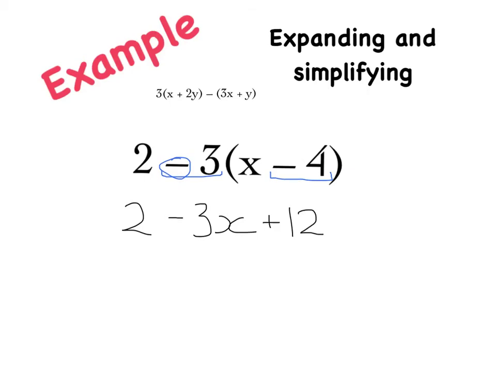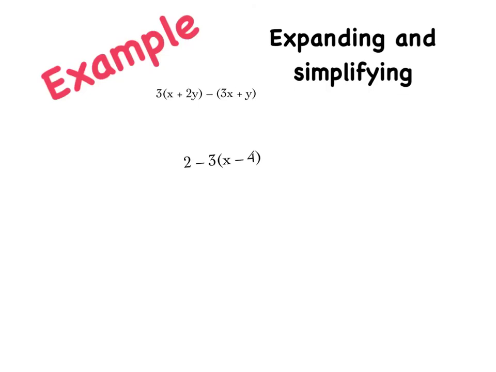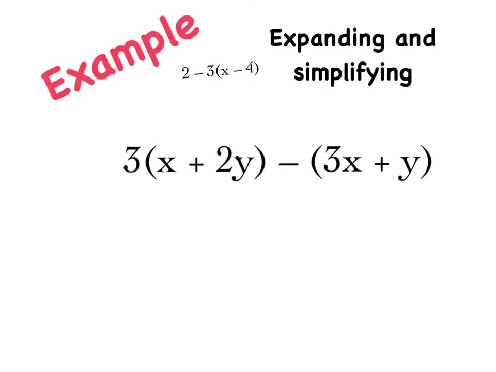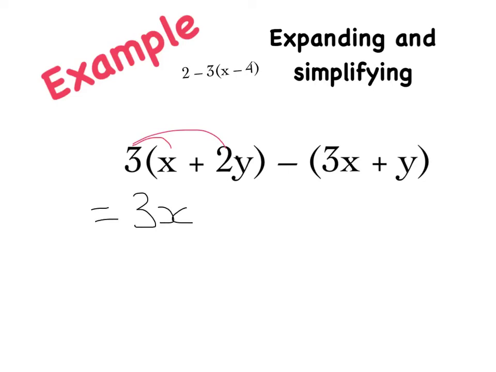Let's have a look at one last one. This one's really tricky. Okay? First off, we've got 2 sets of brackets. So let's deal with the first bracket first. It's 3 multiplied by x, 3 multiplied by 2y. 3 multiplied by x, 3x. 3 multiplied by 2y, let's deal with the numbers first. 3 multiplied by 2, positive 3 multiplied by positive 2y. 3 multiplied by 2 is 6, and I'll pop the y in on the end.